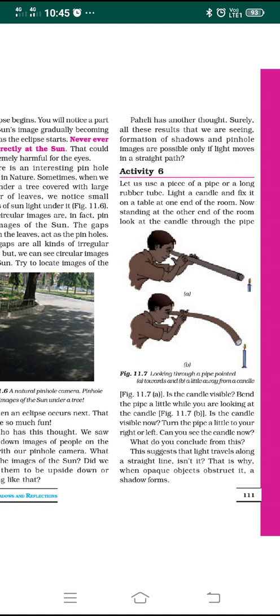So dear students, I hope you understood the concept now. What is that? Light always travels in a straight line.